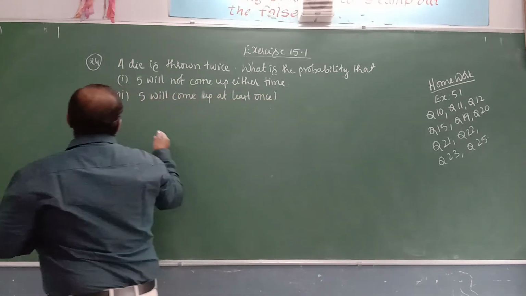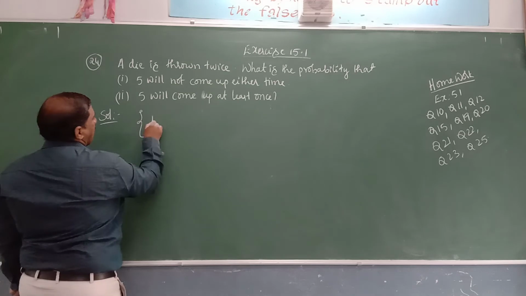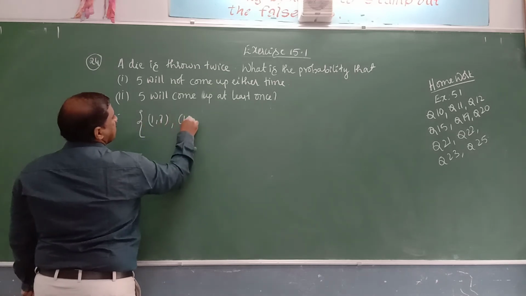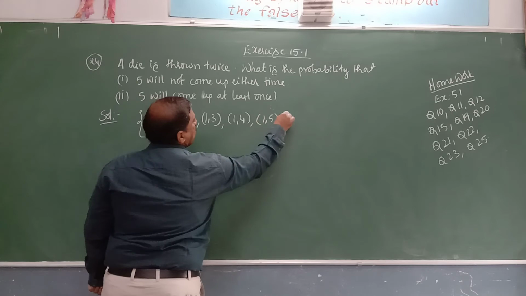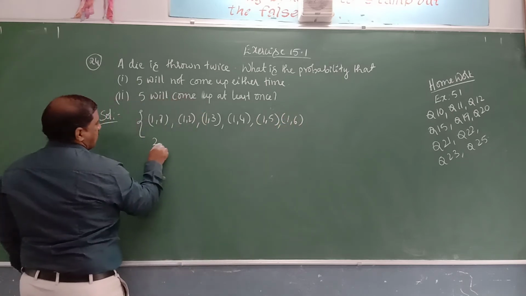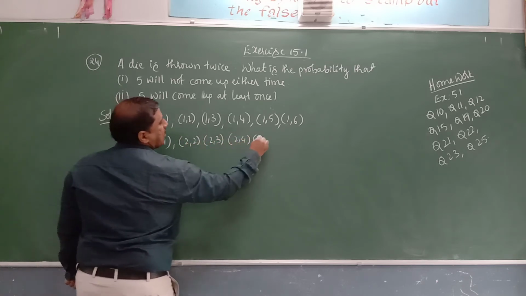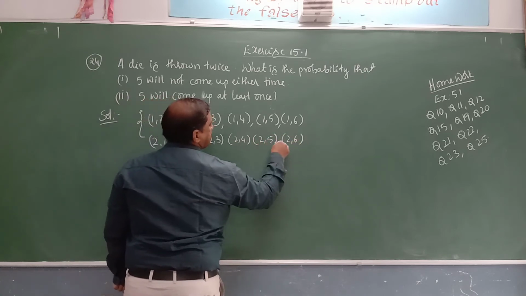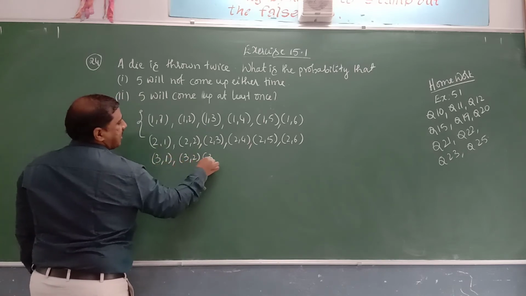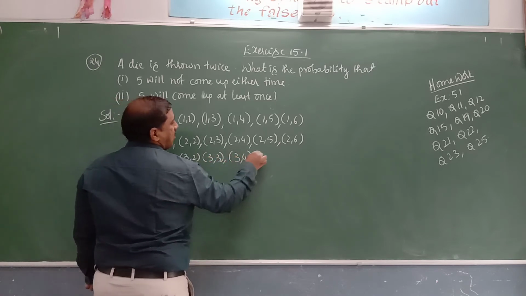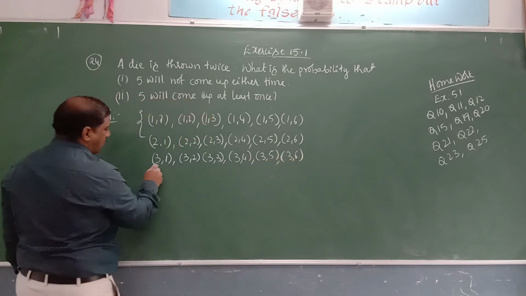Now we will write the total possible outcomes when 2 dice are thrown. 1 comma 1, 1 comma 2, 1 comma 3, 1 comma 4, 1 comma 5, 1 comma 6, 2 comma 1, 2 comma 2, 2 comma 3, 2 comma 4, 2 comma 5, 2 comma 6, then 3 comma 1, 3 comma 2, 3 comma 3, 3 comma 4, 3 comma 5, 3 comma 6, then 4. What does it mean?